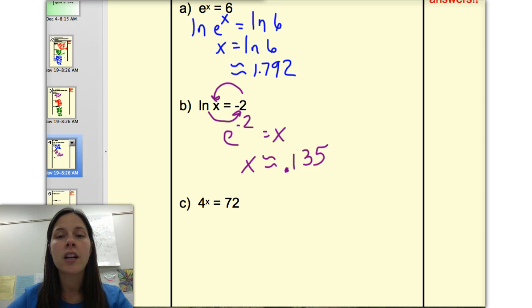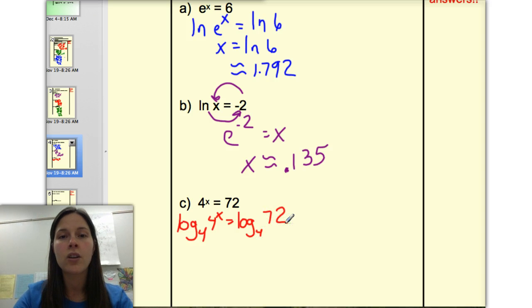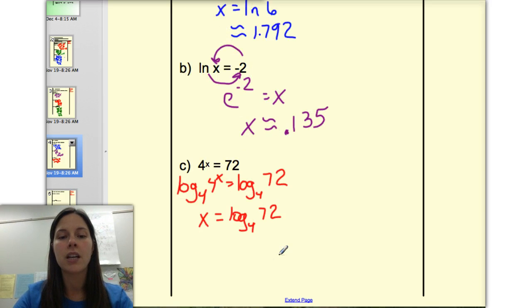We have 4 to the x power equals 72. On this one, there's a couple of different ways to look at it. We can take log base 4 of both sides to cancel the base 4 in the x. So I can show you 2 different ways. That's one way. Make sure you take log base 4 of 72. And then the log base 4 and the exponential base 4 cancel each other out, leaving you with x. But then we've got log base 4 of 72, which we can't type into the calculator. This would be our exact answer.